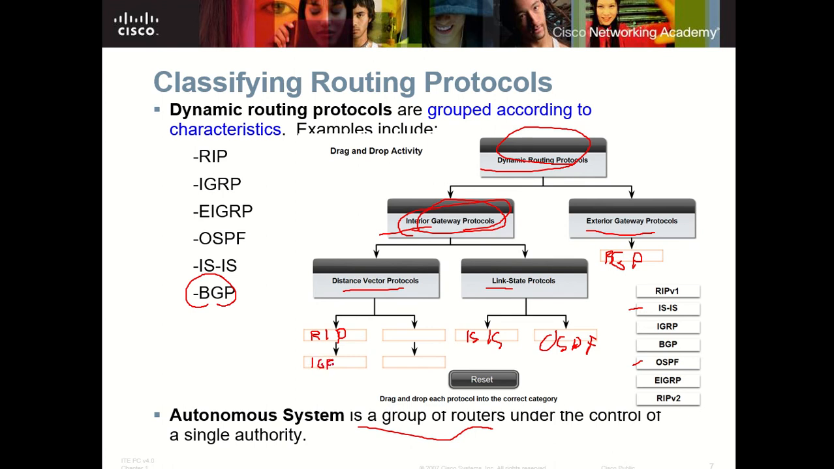IGRP, and then enhanced IGRP. So, you understand. And the last is RIP version 2. So, what is the difference between RIP version 1 and version 2?